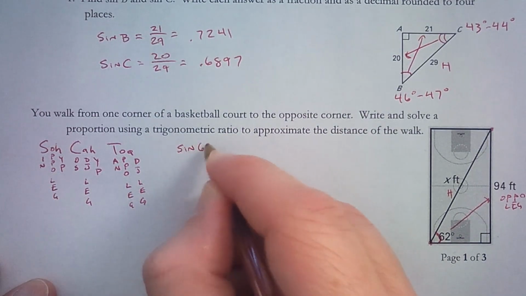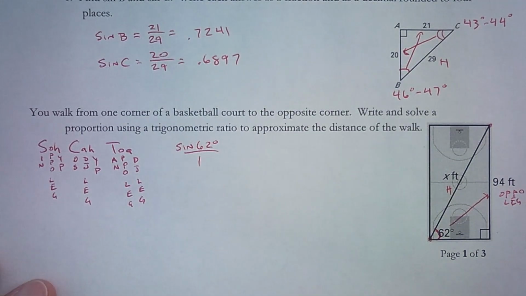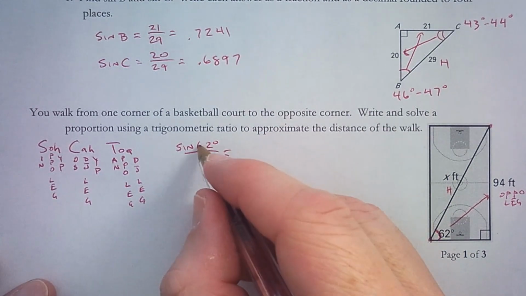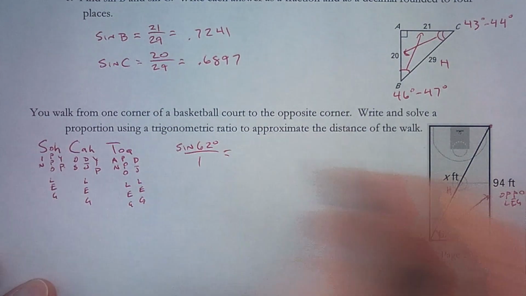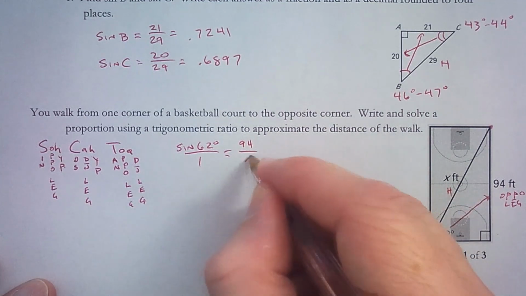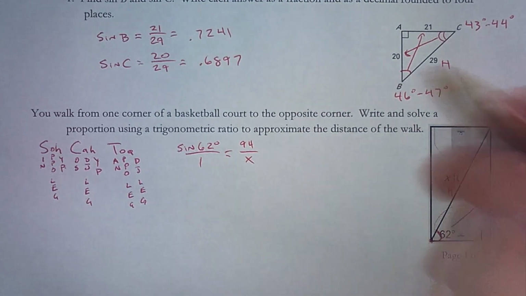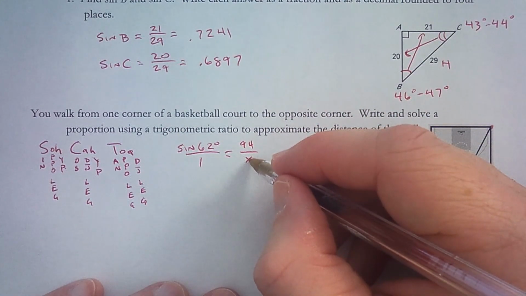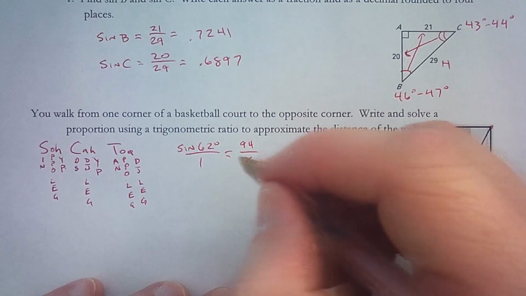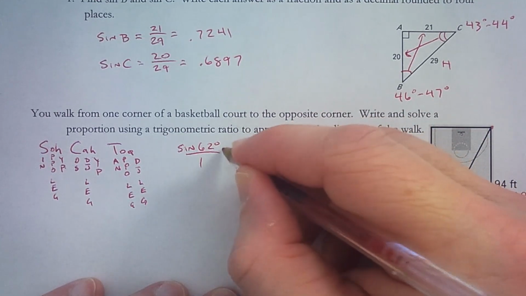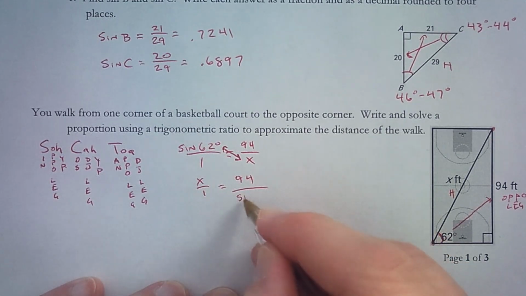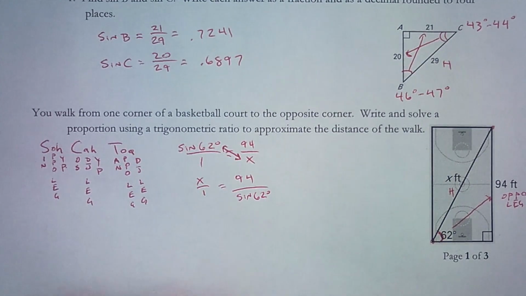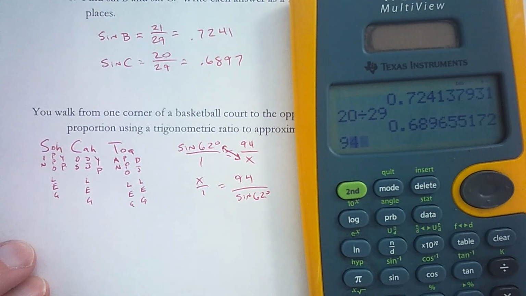So we've got sine 62 degrees, and I'm going to put that over 1 so I can make a proportion. So sine 62 is to 1 as the opposite is to the hypotenuse. So opposite is 94 feet and the hypotenuse is x. Now when I have a variable down here, we're going to use one of the properties of proportions that we've learned, that we can switch things diagonally. So I have x over 1 equals 94 over sine 62 degrees. And then I can just divide. 94 divided by sine 62 degrees.